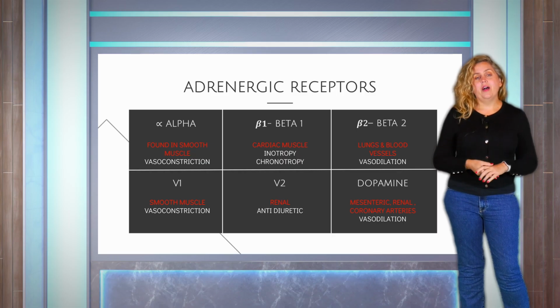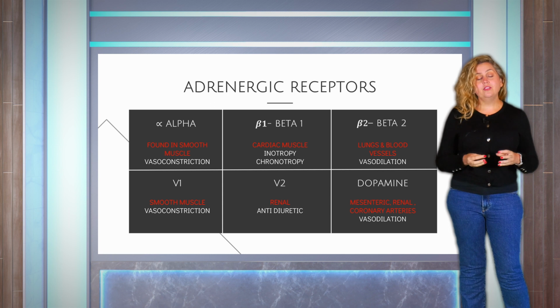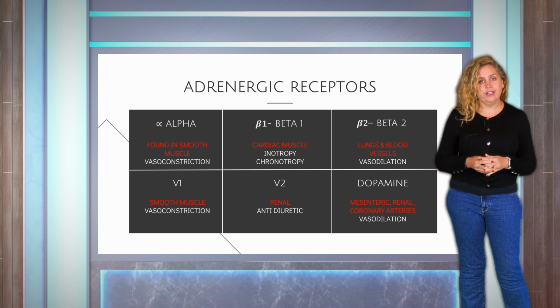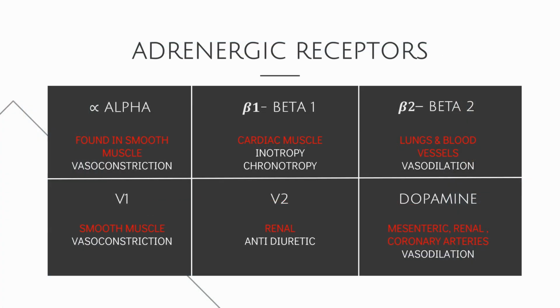So coming back to our adrenergic receptors, remember these are the receptors that are all over our body and form part of our sympathetic nervous system. There are different types, and we need to understand where they are situated and what they do if they are stimulated. So I want us to focus on the three at the top of this slide, which are alpha, beta 1, and beta 2. There are others. We've got V1, V2, and dopamine, but let's focus on those top three for now.